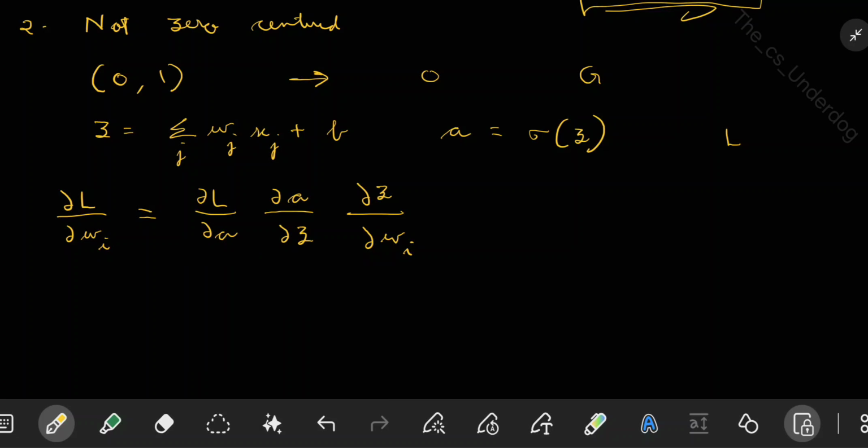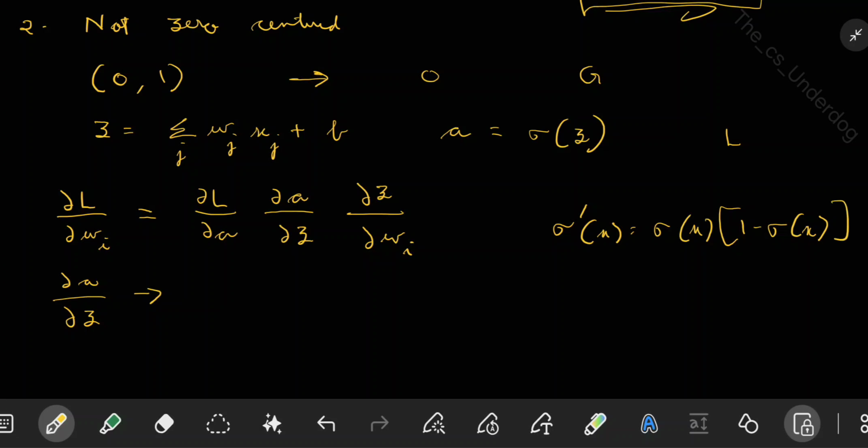First of all, we'll consider the easiest one, that is del A by del Z. What is this value? You already know this. This is the derivative of sigmoid, because your activation is sigmoid. How can you find the derivative of sigmoid? Sigma dash of x, we learned, is sigma of x into 1 minus sigma of x. So here your activation we named as A, which means this value will be A into 1 minus A. So this part is clear.